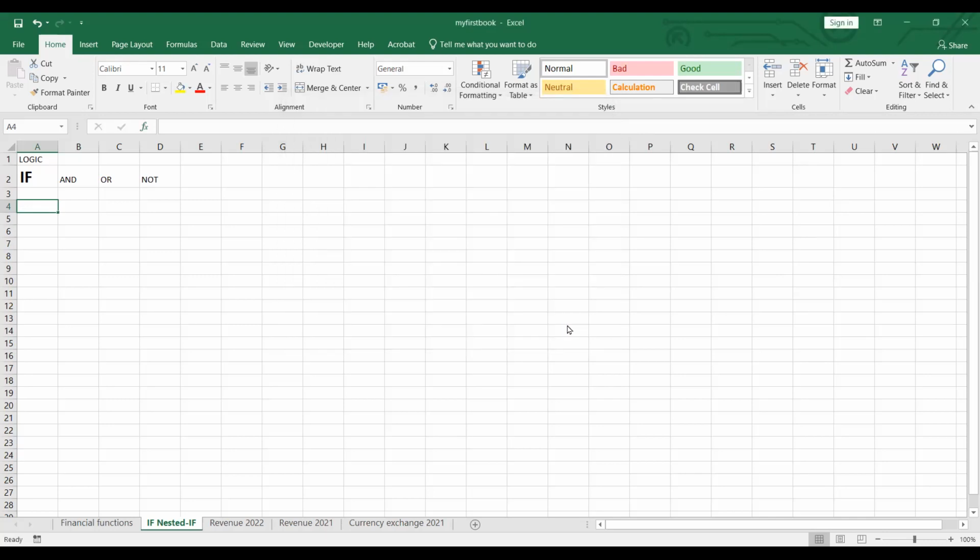So when we talk about the IF function, let me just talk about one first example. For the first example, we say that if the student score is more than 90, we give a grade.